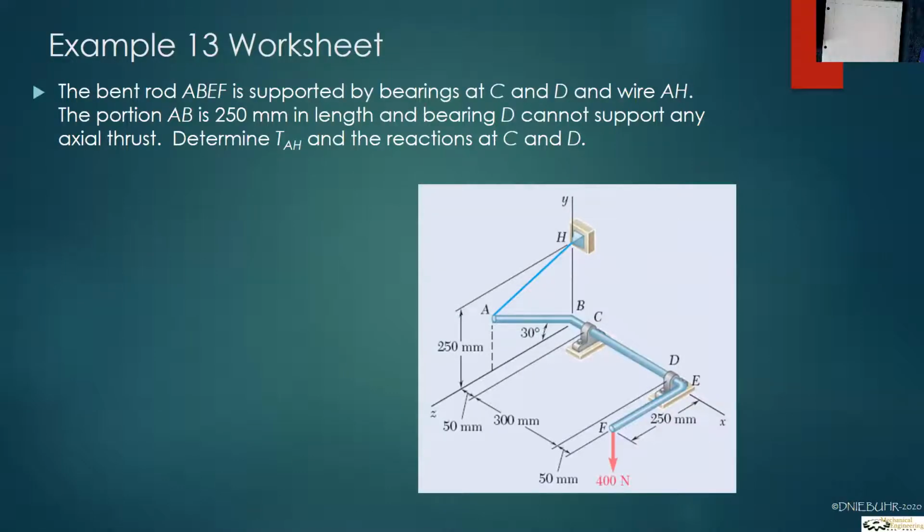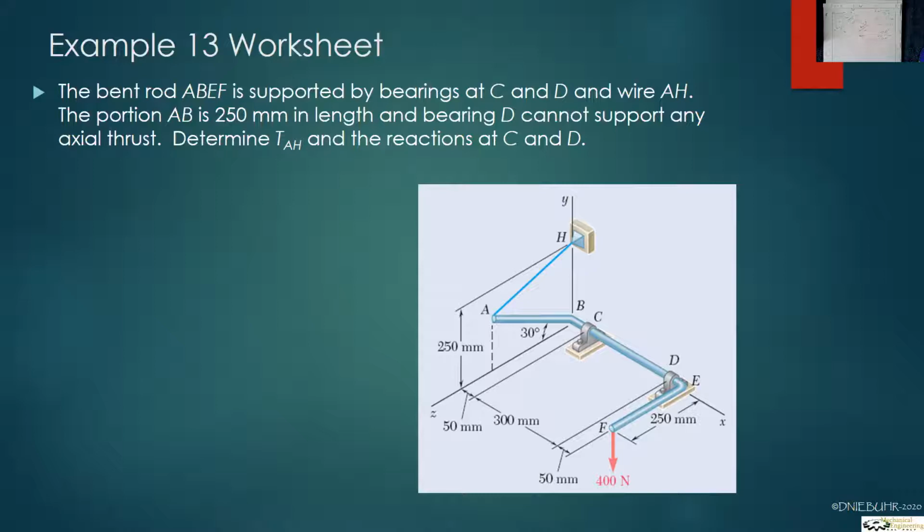So here's another one. Now, in this case, you want to be sure that you look closely at how the actual geometry is. And so in this case, you have this rod AB, supported by bearings C and D. We know that bearing D cannot support any axial thrust, and that's probably not going to carry anyway, because if we look at the forces, all the forces are in the Y direction or the Z direction. There are no forces in X, so it doesn't really matter. But that's a good thing to note anyway.